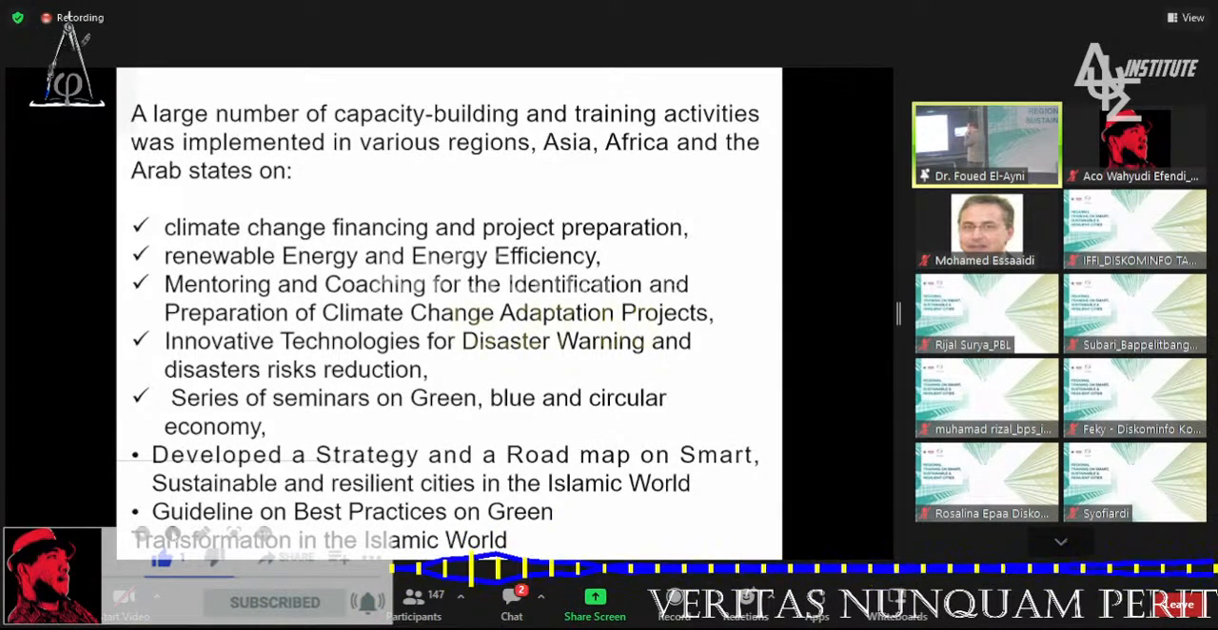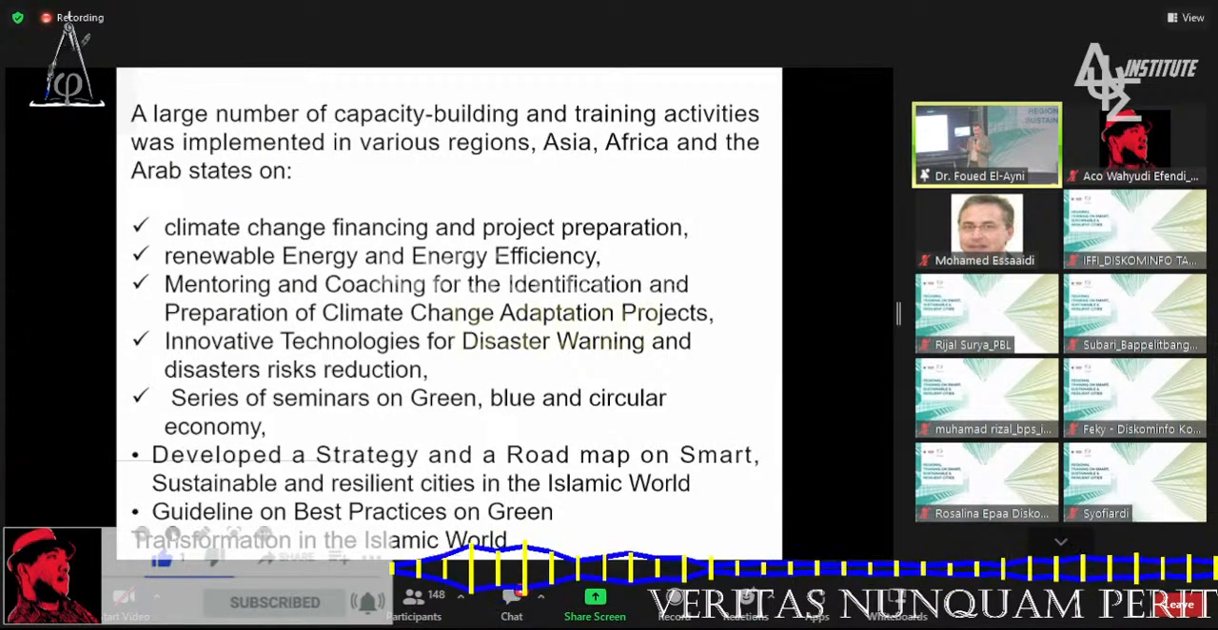So we are also developing seminars on green, blue, and circular economy. This is what I already mentioned. And we developed a strategy and roadmap on smart, sustainable, and resilient cities in the Islamic world. This roadmap and strategy will be presented during the next Ministerial Conference of Environment, which will be held in Saudi Arabia next year. So this strategy will be adopted by the 54 member states, inshallah. Also, we have a guideline on best practices on green transformation in the Islamic world.